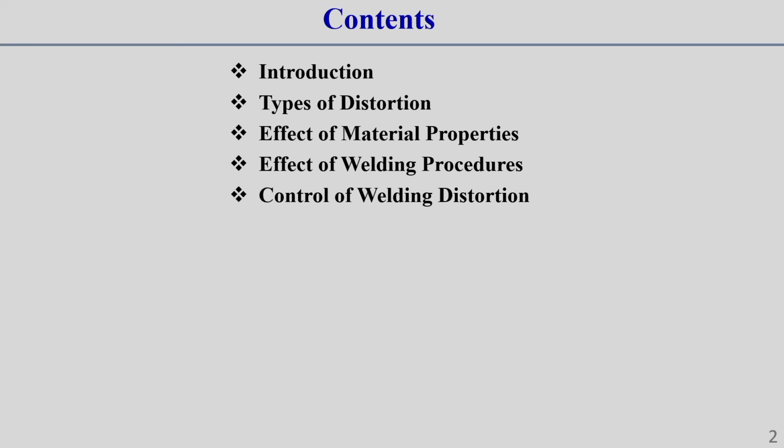That means first I will discuss the introduction of welding induced distortion, then types of distortion, then the effect of material properties on distortion, then the effect of welding procedure on distortion, and at the end of this lecture I will discuss control of welding distortion. That means I will discuss different methodologies by which we can control the residual deformation, or you can say welding induced distortion.